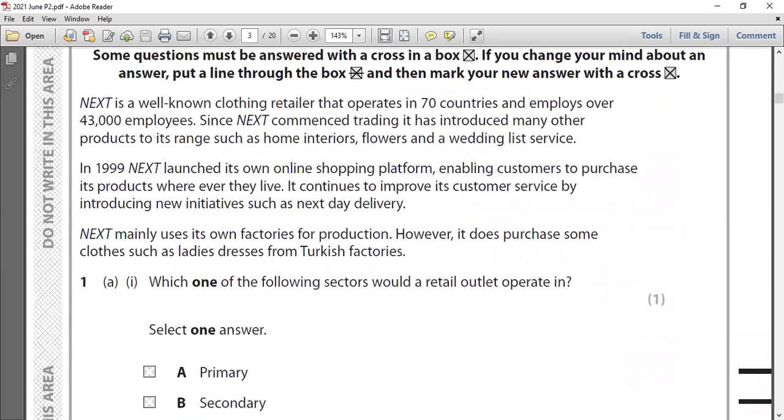Next is a well-known clothing retailer. It's a multinational company operating in 70 countries, right? They're manufacturing the clothes and everything, and they're selling on online platforms and, normally, in physical outlets also. Mainly, some items, especially ladies' dresses, they are purchasing from Turkish factories.